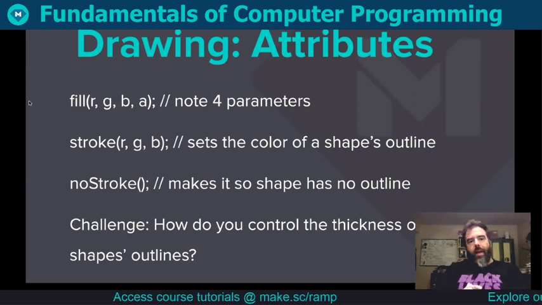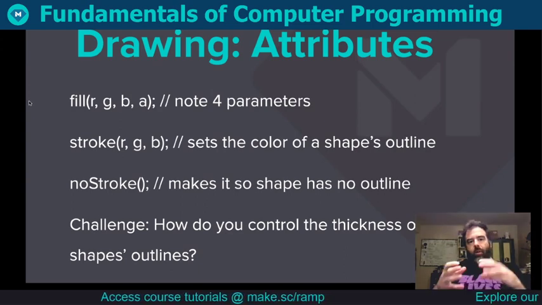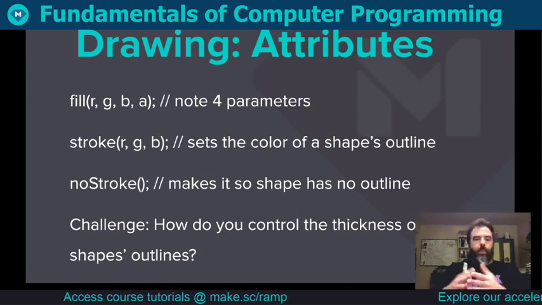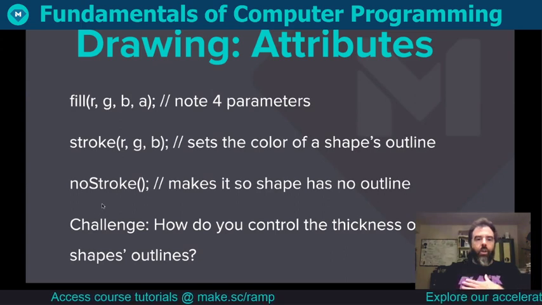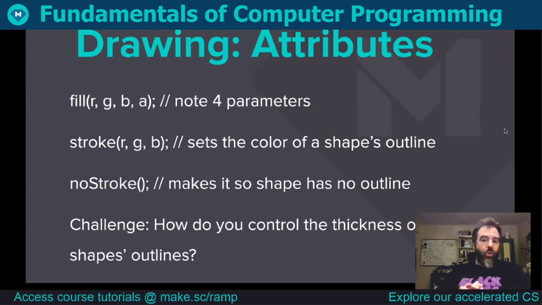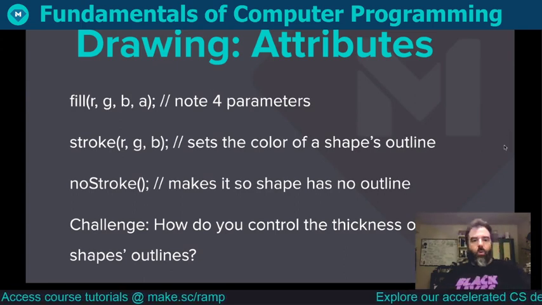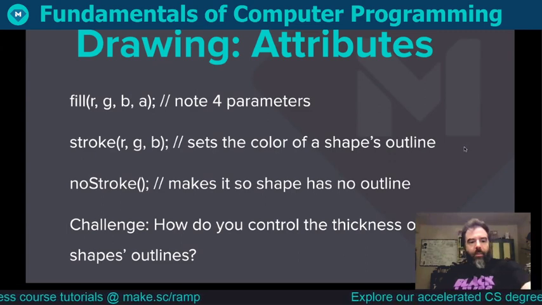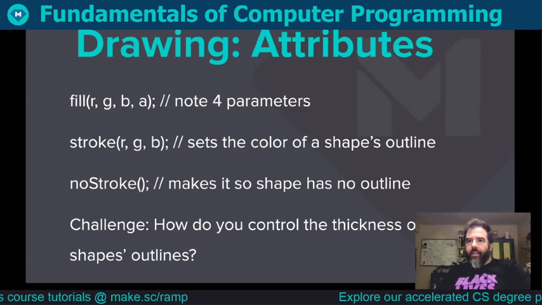Now, the fill command, that's what goes inside the shape. The stroke command is what goes around the shape. And there's a special command that just turns off the outline. That's no stroke. Now, my question is, how do you control the thickness of the shape's outlines? If you went ahead and looked at the reference guide I posted in the chat, you might be able to find it. Let's see some answers in Twitch.